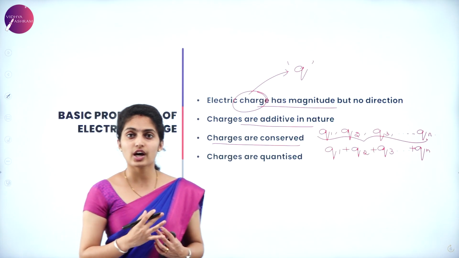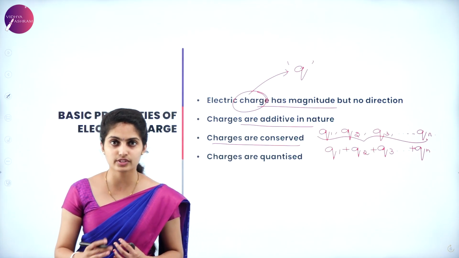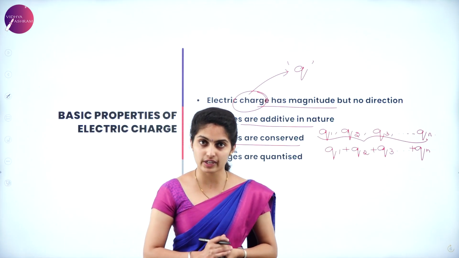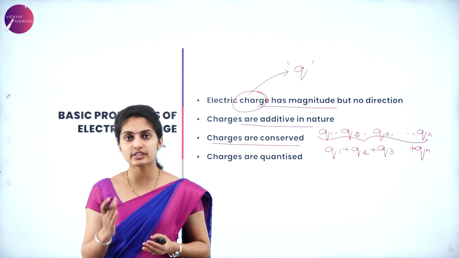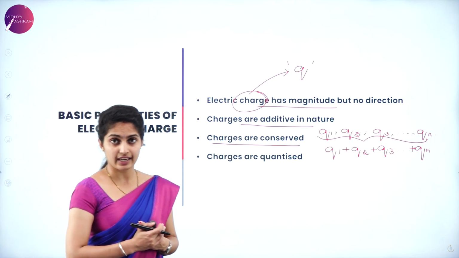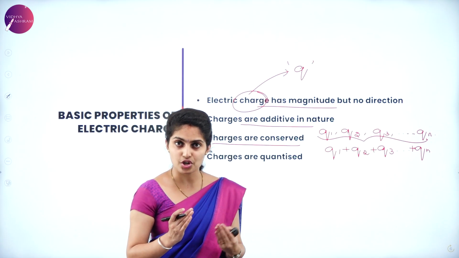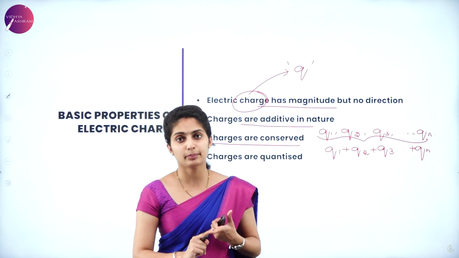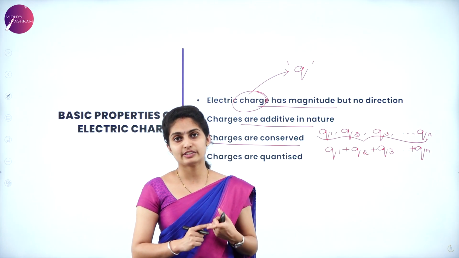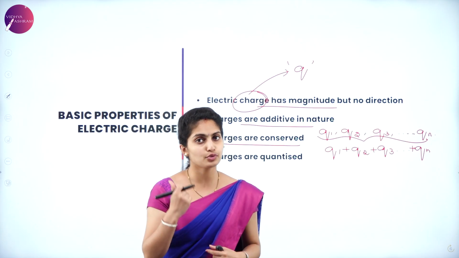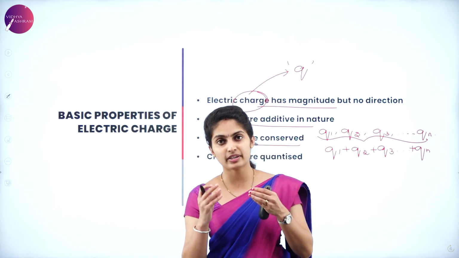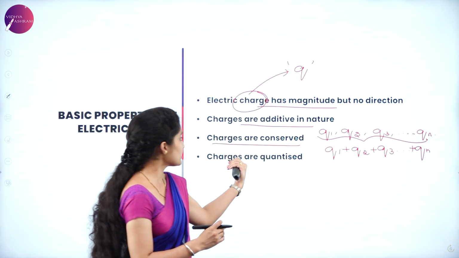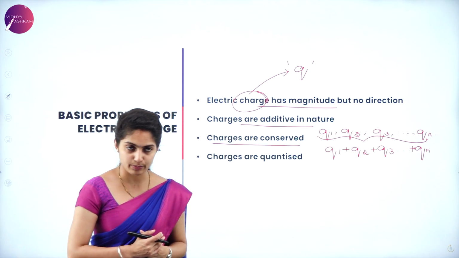After which we have: charges are conserved. You have heard about the principle of conservation. According to this conservation law, charges can neither be created nor destroyed, but can be transferred from one form to the other. There is no creation, no destruction, but the charges can be transformed from one form to another. That is all about the statement that charges are conserved.